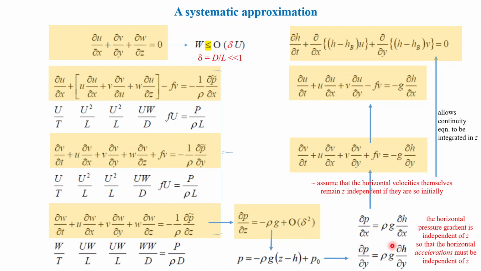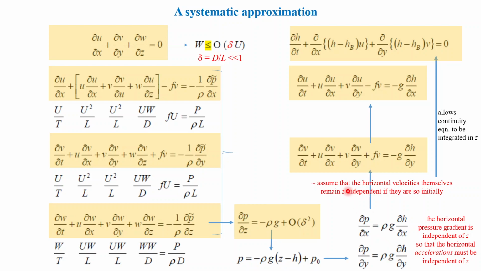Once you have this pressure gradient expression, you can see right away the horizontal pressure gradient is independent of z, because h, the depth of the water, is a function of x, y only. Okay, it does not change with height. Therefore the horizontal accelerations must be independent of z, because the horizontal pressure gradient is an important force for determining the horizontal momentum acceleration in the horizontal momentum equations.